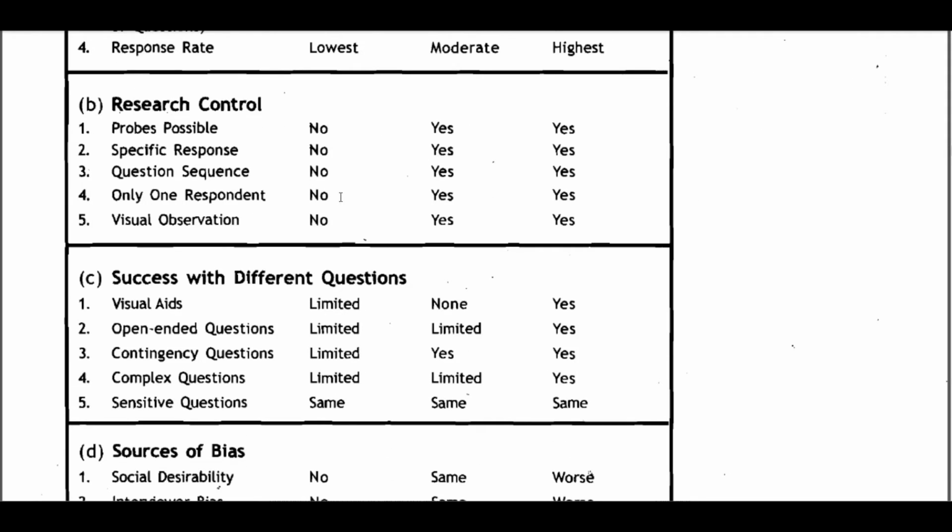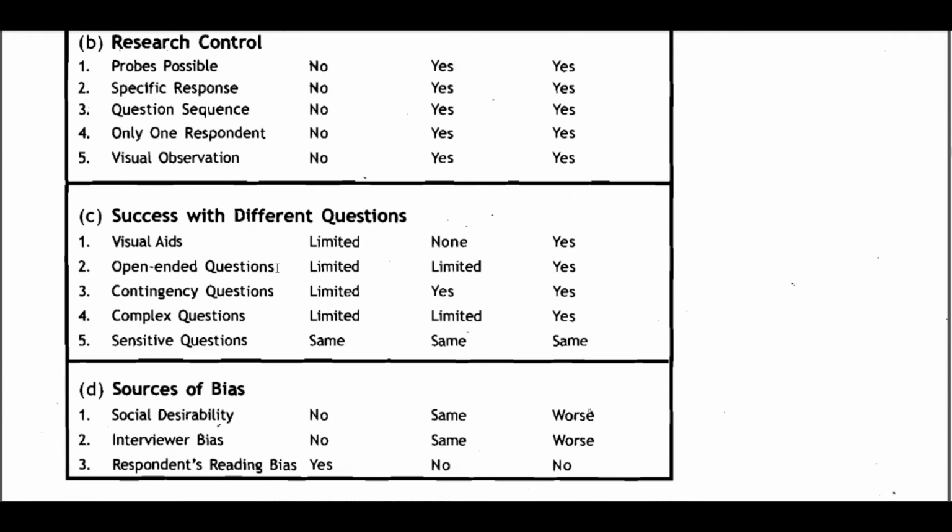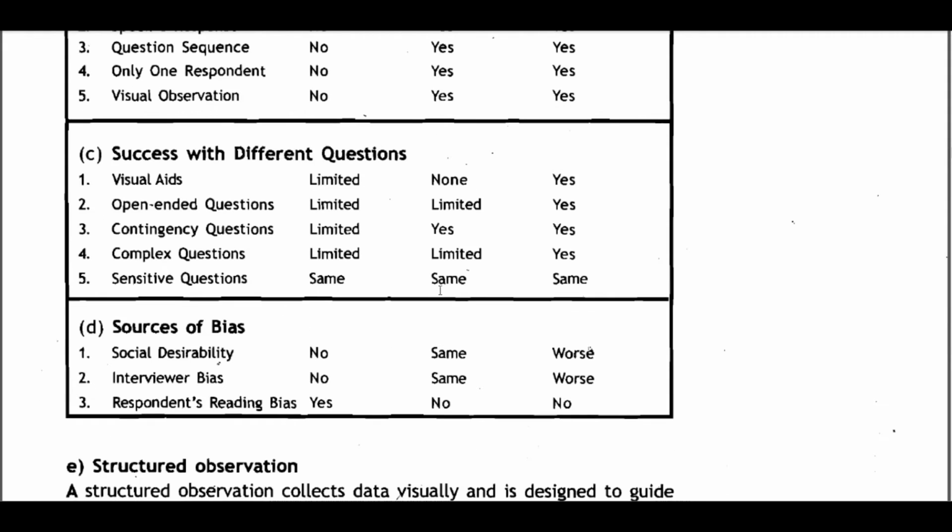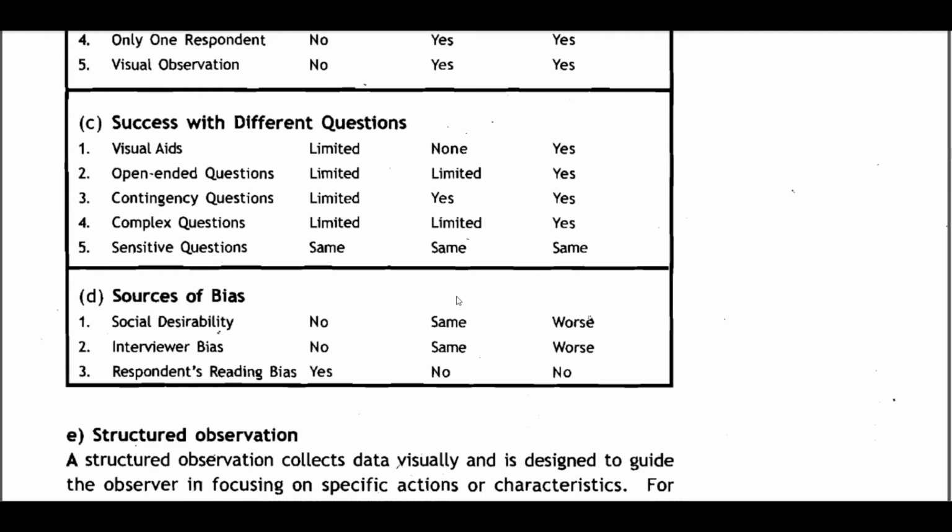Success with different questions. Visual aids: limited visual aids are there in the questionnaire. In telephonic calls none is there, but in face to face you can have many. Open-ended questions are limited in the administered one, limited in the telephonic one, and possible in face to face. Contingency questions are possible in face to face and in telephone, but not possible in the questionnaire. Complex questions are limited in telephonic and administered, but possible in face to face. Sensitive questions: the same in all cases.